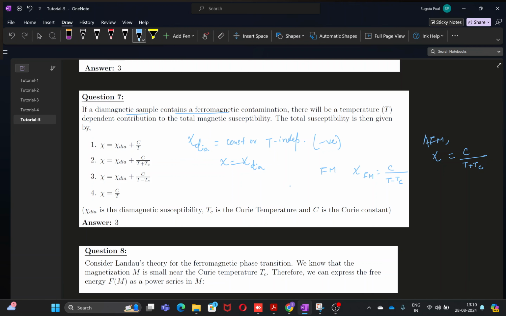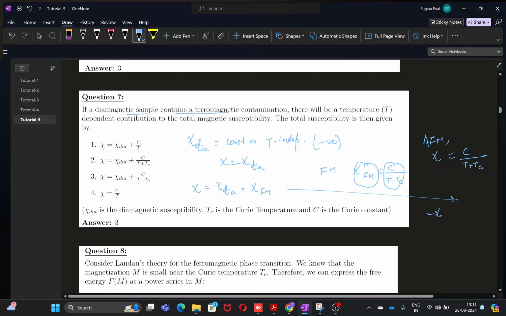So obviously when you have a ferromagnetic impurity present, from that impurity component you will have some temperature dependence in the susceptibility, which was otherwise absent in the pure diamagnetic sample. So the net susceptibility will be just a summation over both components. One is the diamagnetic part and the other is the ferromagnetic-like contamination part, chi dia plus chi FM, which is the same as chi dia, which is temperature independent and negative, plus the ferromagnetic susceptibility, which is positive and temperature dependent, which is C by T minus Tc. So your option number 3 is the correct option.